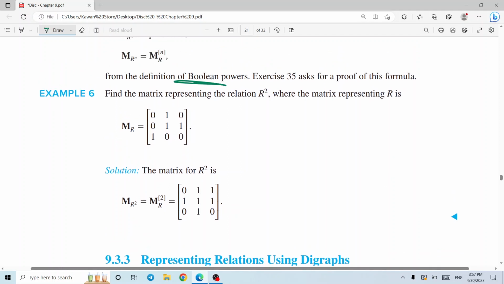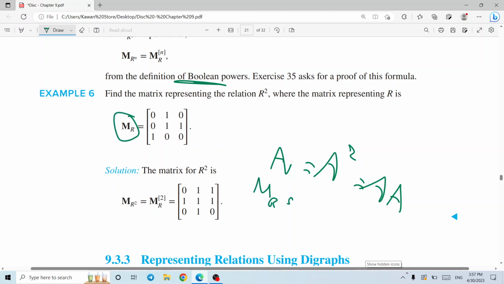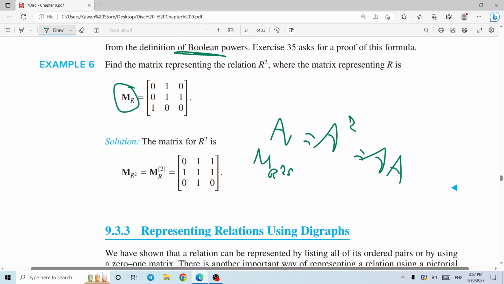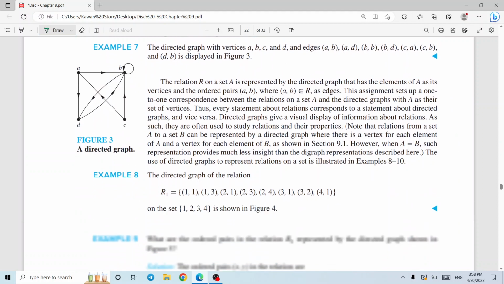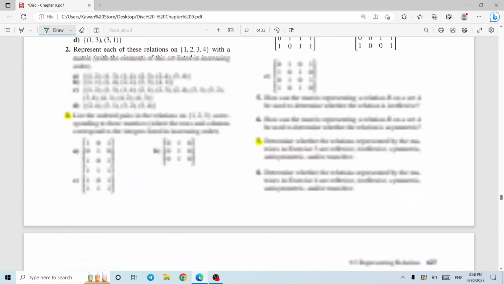How about Boolean? You know about the Boolean power. We have A. We say A squared is what? It is equal to A multiplied by A. Do you remember that? Now I have a matrix relation, and I'm going to talk about relation square. So it's equal to what? Matrix M multiplied by matrix M, and I'll get the result. I think this is the last thing, and it's easy.